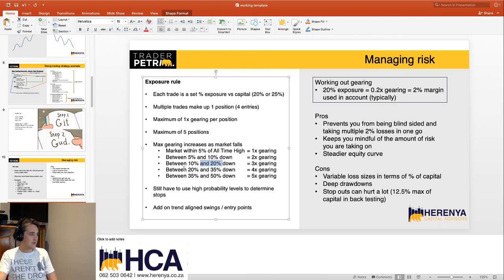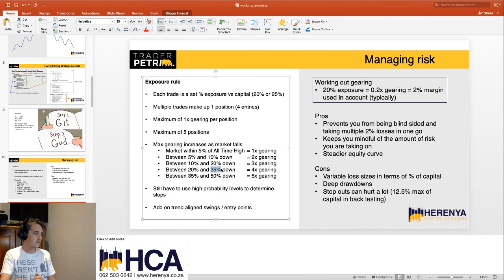and 20%, between 20% and 35%. See how these increments are getting bigger? That's a 10% gap, right? So only once it hits 20% down can you put on your 3rd layer of gearing, okay? Between 20 and 35, another 15% it's got to drop. 35% down, you can put on your 4th layer of gearing. And between 35 and 50%, you can put in your 5th layer of gearing.